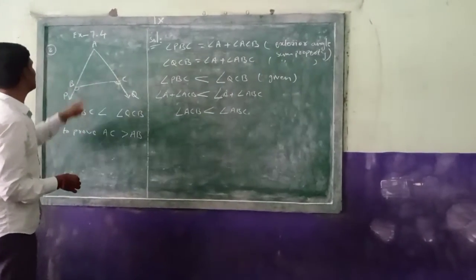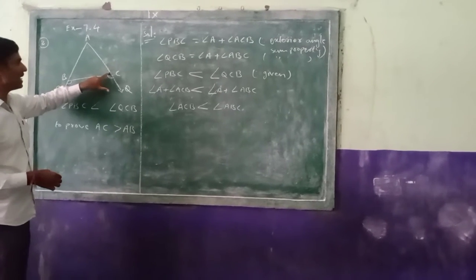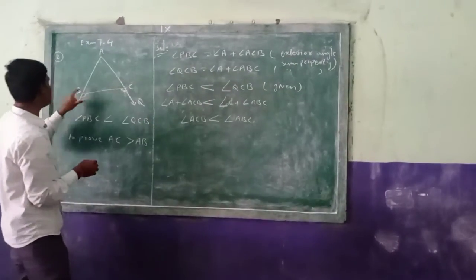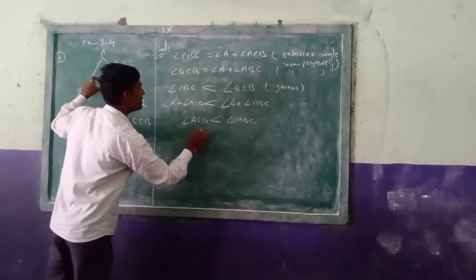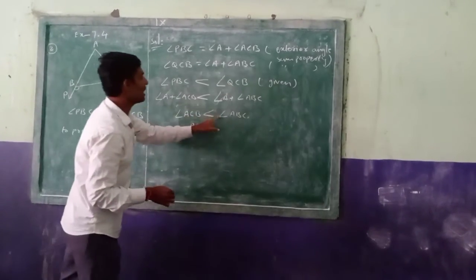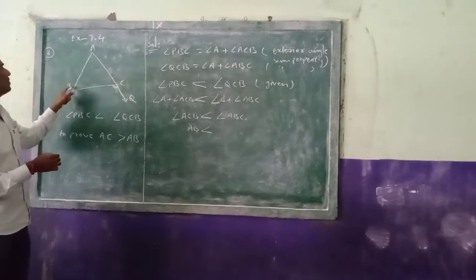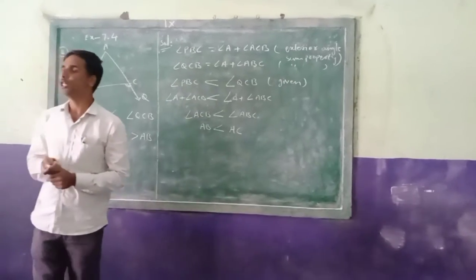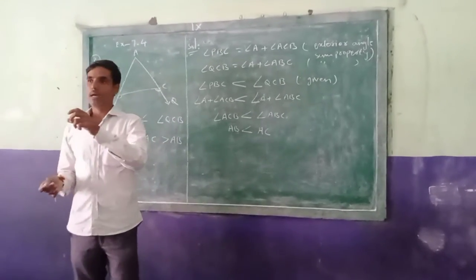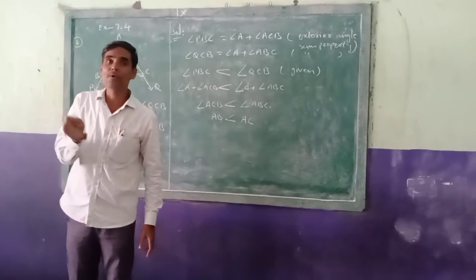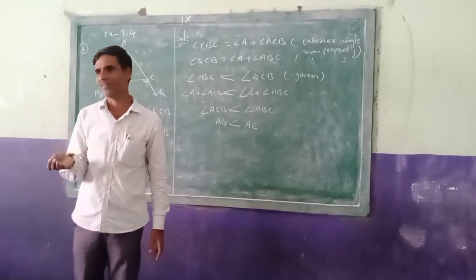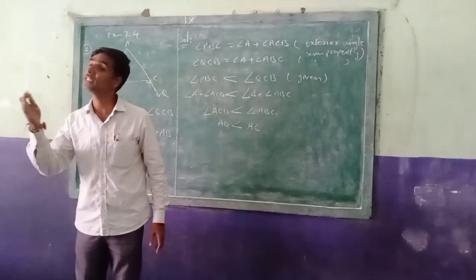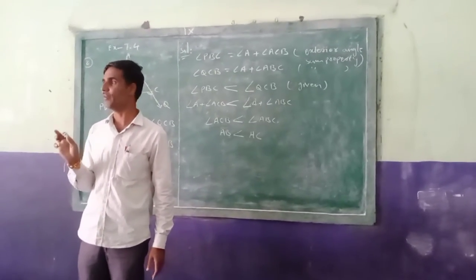ACB means this angle only. Angle ACB, the side opposite to it is AB. And angle ABC, the side opposite to it is AC. Simple one. Already we know the theorem: the smaller angle's opposite side is smaller. In other words, the greater angle's opposite side is greater. That we already discussed.